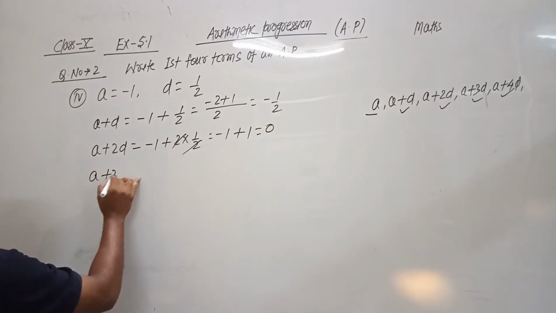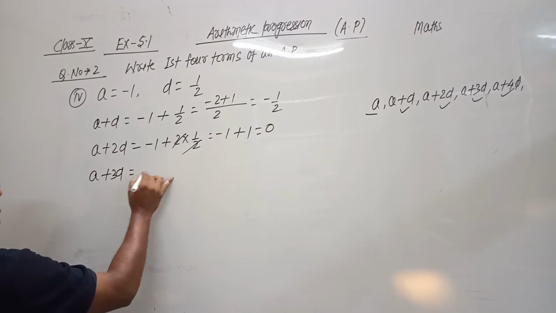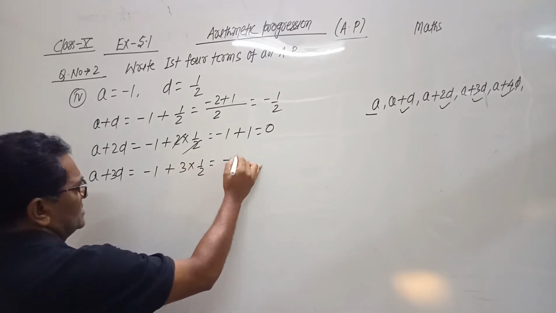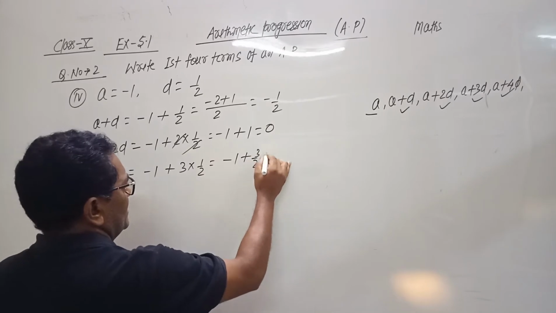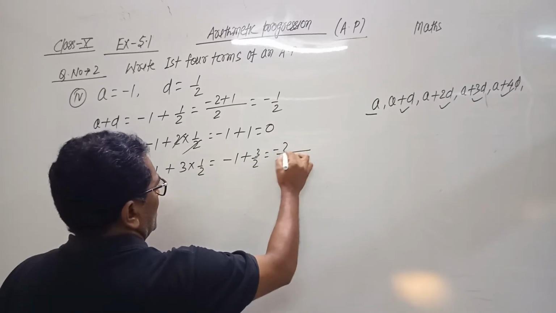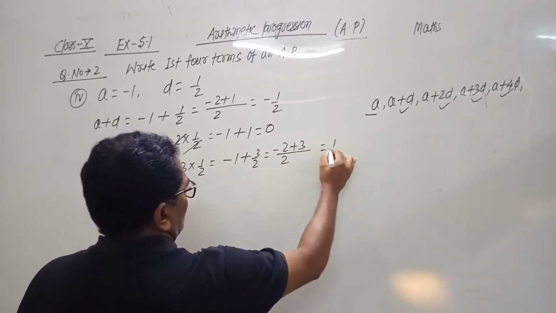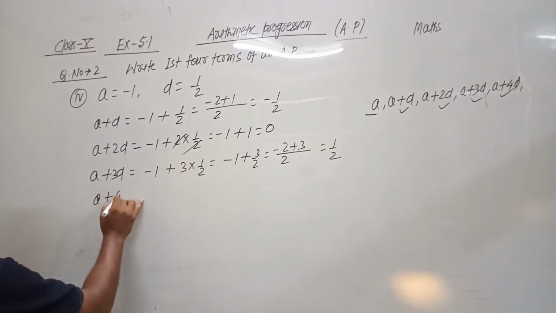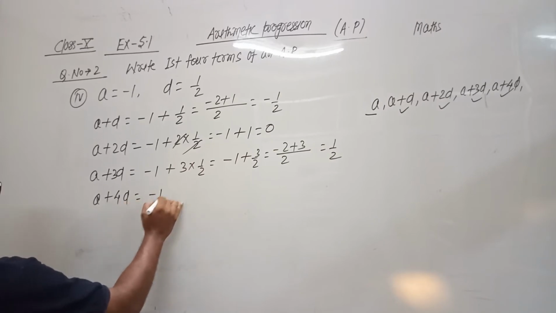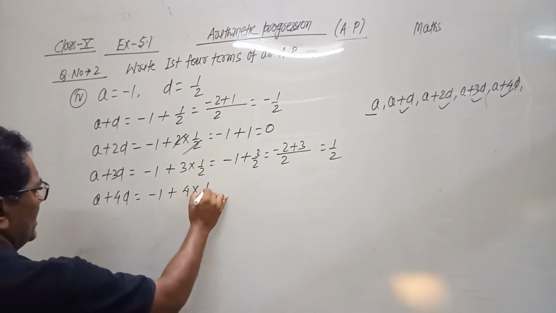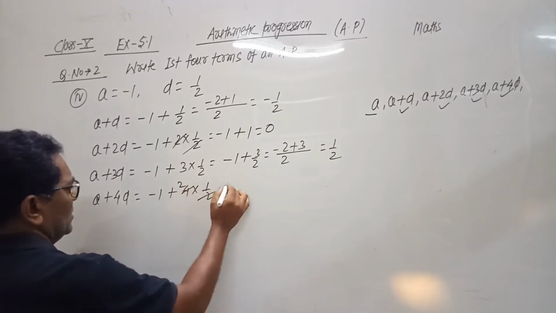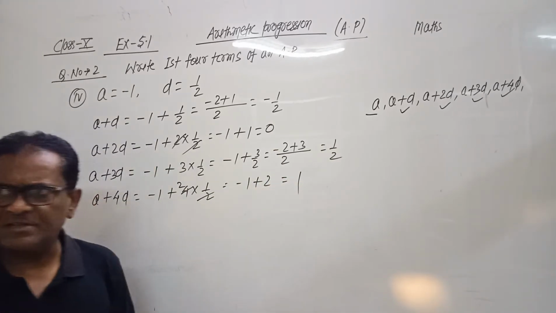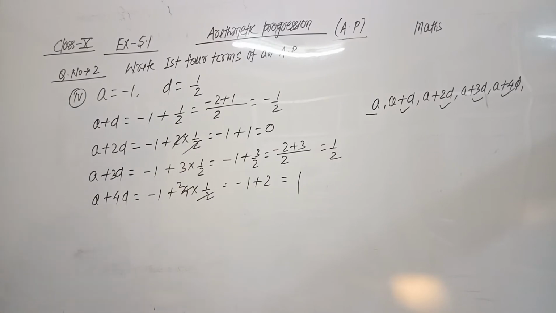Third term, A plus 3D: minus 1 plus 3 into 1 by 2. This gives minus 1 plus 3 by 2. LCM 2: minus 2 plus 3, which is 1 by 2. Fourth term, A plus 4D: minus 1 plus 4 into 1 by 2. We get minus 1 plus 2, which is 1. So this is the way to find the terms.